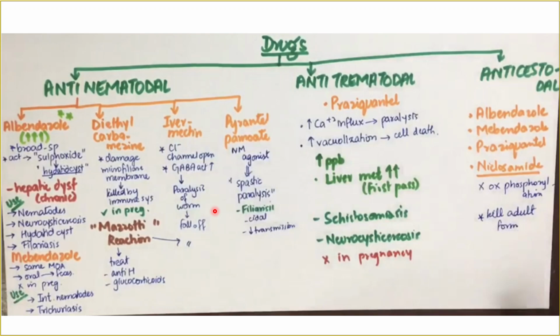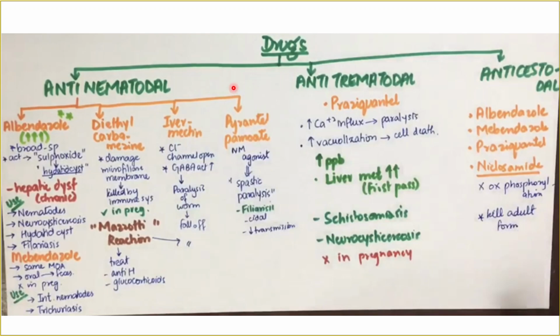Then the next one is pyrantel pamoate, a nicotinic muscle-type receptor agonist. Its stimulation leads to contraction, and that leads to paralysis of the worm, and it also will fall off from the gut. It is a drug of choice for the treatment, and it decreases transmission also, because of the increase in calcium influx.